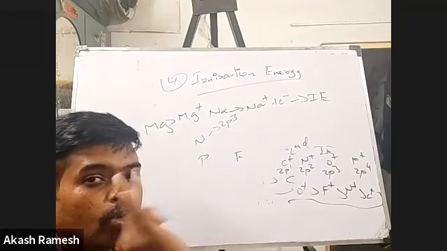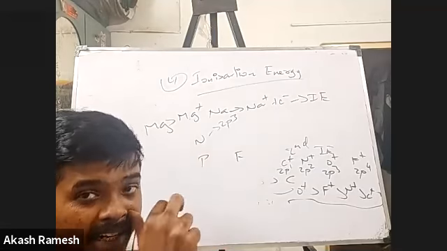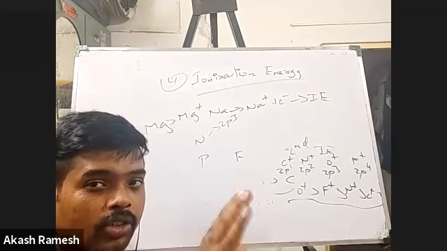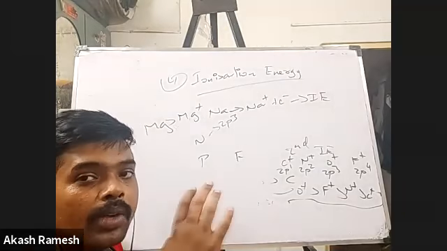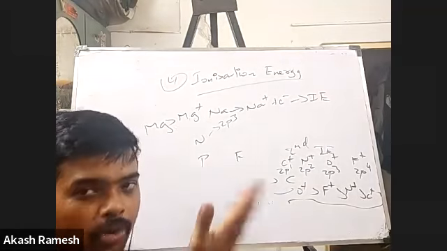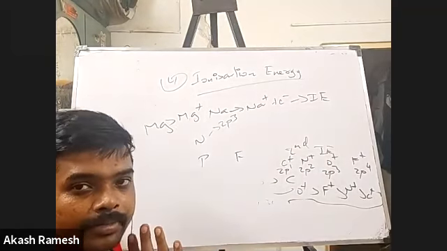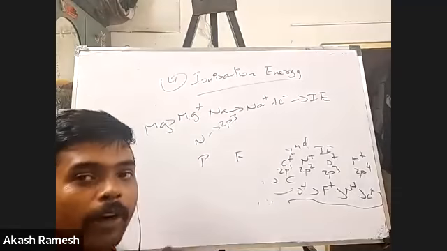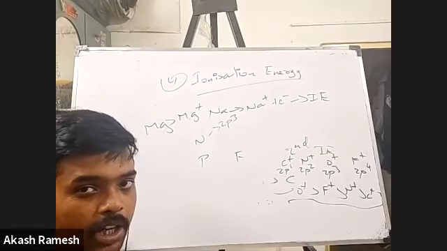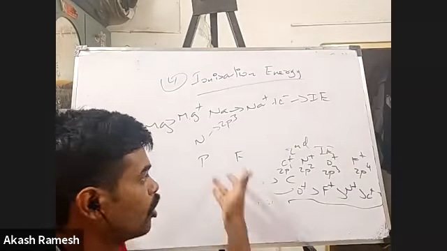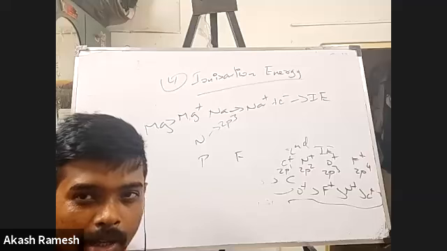Group 1, group 2, group 13, 14, 15, 16, 17, 18. All these groups you should know at least 3 elements. If you don't know, you will not be able to answer easy questions like this. Just because you don't know where phosphorus is present, you don't know the electronic configuration, and just because of that you'll not be able to answer this question. Do you really want that?